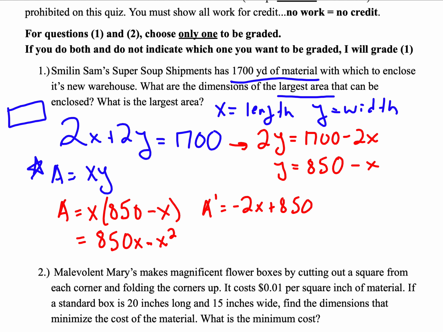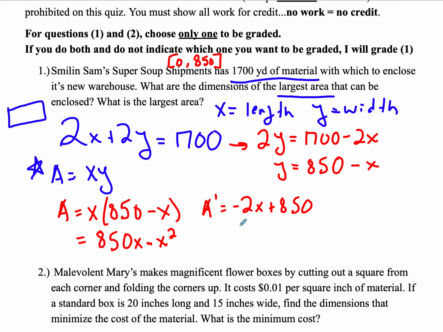And so the maximum value that represents the width is going to be what I get when this is 0. Now, technically, the width can be as little as 0 or as much, and you have to be careful here, as 850. It can't be more than 850, because if the length is more than 850, then the width is going to be a negative number. And we can't have that. And technically 850 shouldn't even count, because that would make the area 0, because the width would be 0.